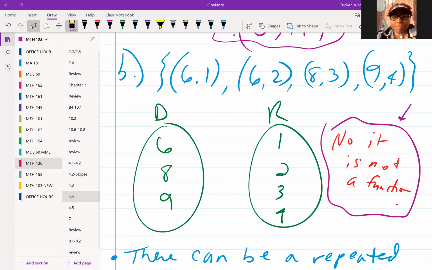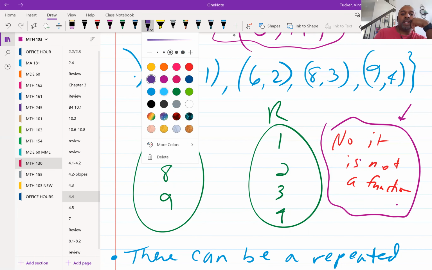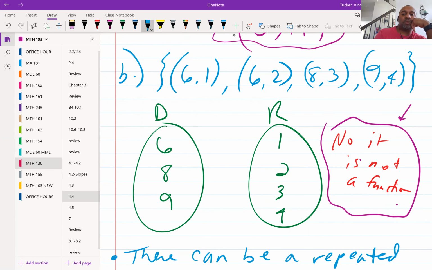So that's 6, 8, 9, and 1, 2, 3, 4. Okay, I gotta ask a question. This might sound dumb, but in the domain, did you switch them? Well, these are two separate examples. So it just so happened that they switched them, but that has no correlation with anything. They're just two separate examples.